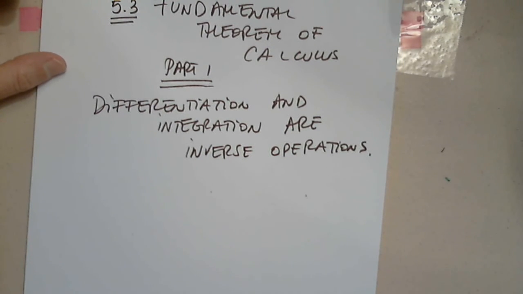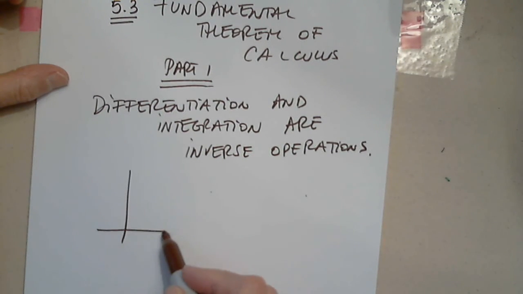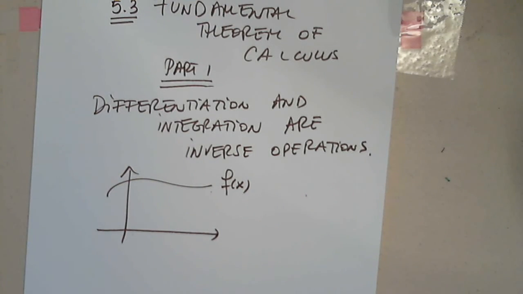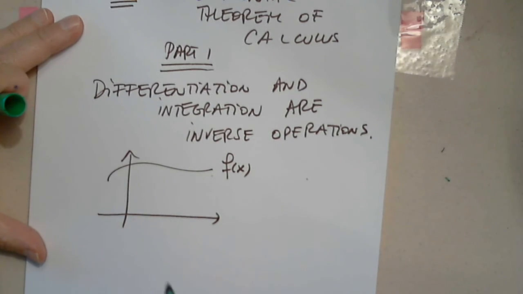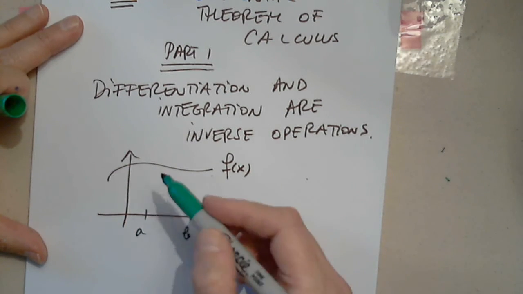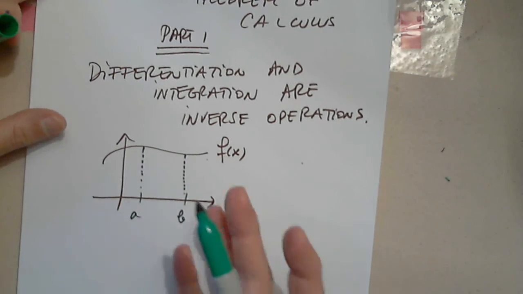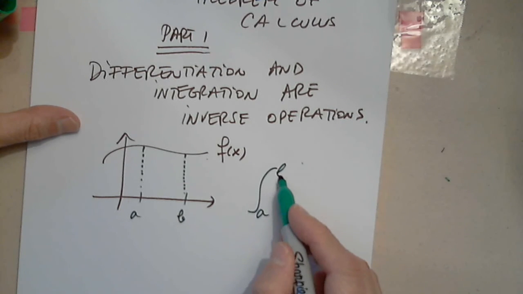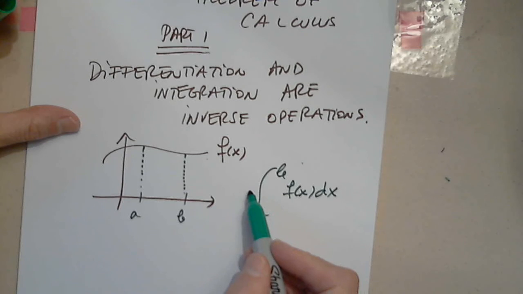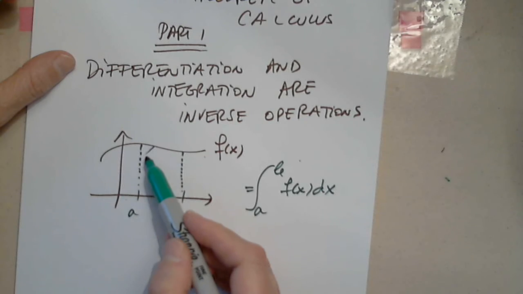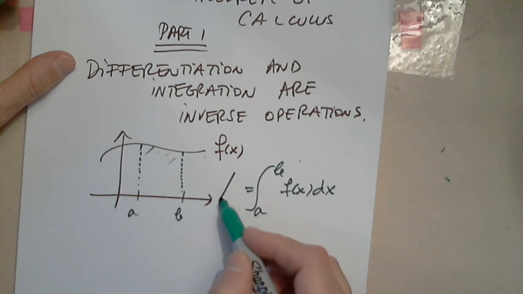Okay, so what we're going to do, we are going to look at the following graph. Here's function f of x. I have an interval between a and b, of course. Now we know, and if I ask you, what does this represent? The integral from a to b from f of x dx. What will you say? What does this represent? It represents the area. Very good. It is the area under the graph.